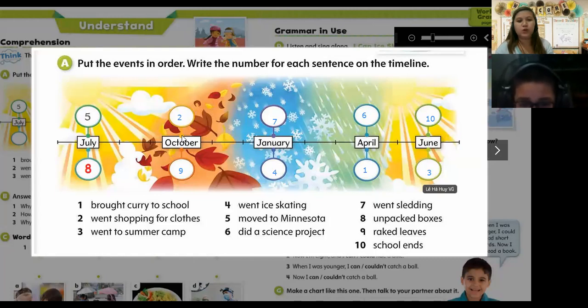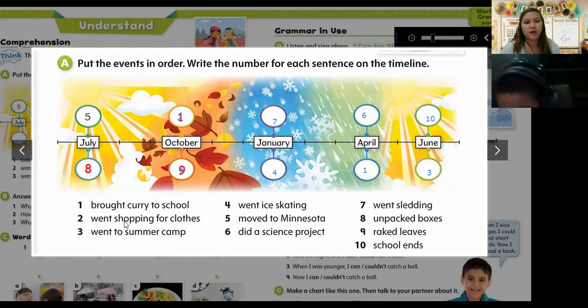I'm finished. Okay, let's try to check. Okay, so October, you answered 2 and 9. So went shopping for clothes and raked leaves. Okay. It's a 1. Brought curry to school and raked leaves. Okay, at least you got a correct answer. And on January, okay, you're correct. So, went ice skating and went sledding. Okay, that's right.